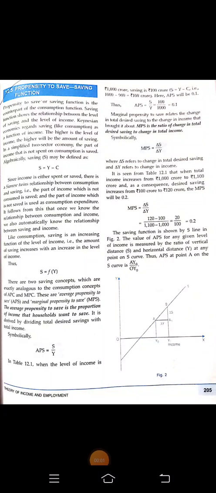Let's continue with chapter number 12 from your economics book of grade 12, and the name of the chapter is Theory of Income and Employment. And today we are going to start from propensity to save, or you can say saving function.